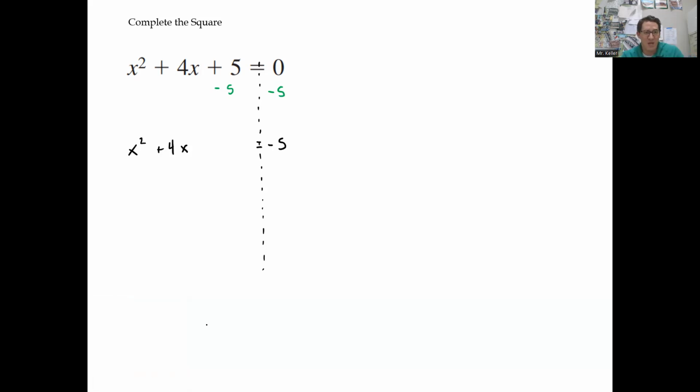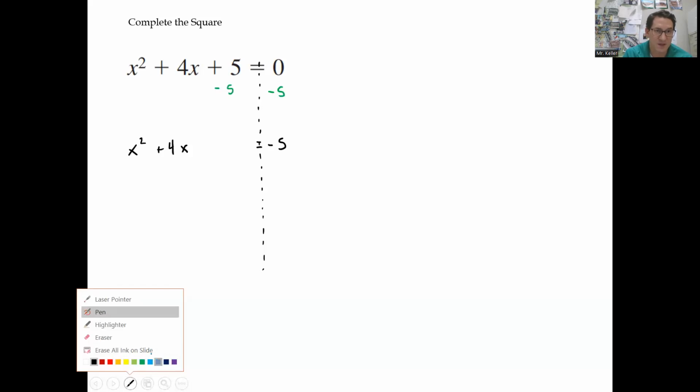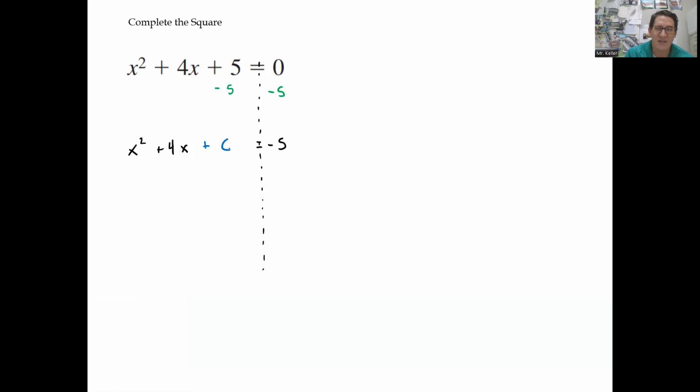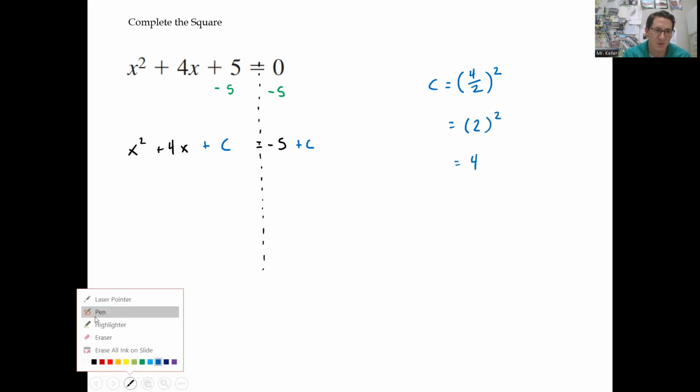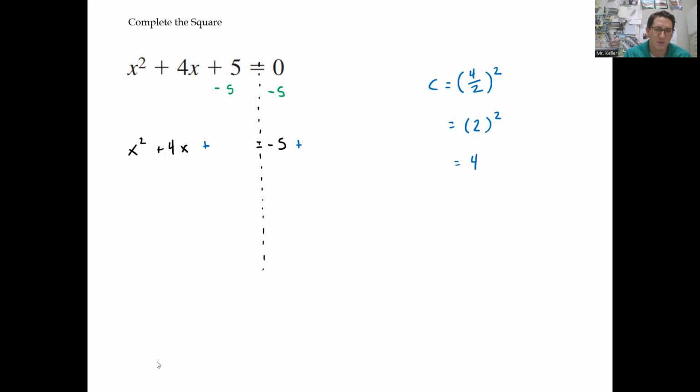It's been a few days since we've done this. So remember, to complete the square, I need to add a c value that makes this a perfect square trinomial. Since I'm adding to this side, I've got to add it to that side too. So I'm going to add this c to both sides. c is b divided by 2, squared. So b, remember, is the number attached to x. So it's going to be 4 divided by 2, squared. 4 divided by 2 is 2, squared is 4. So those c's, I'm going to change them to 4. So I'm going to add that 4 to both sides.